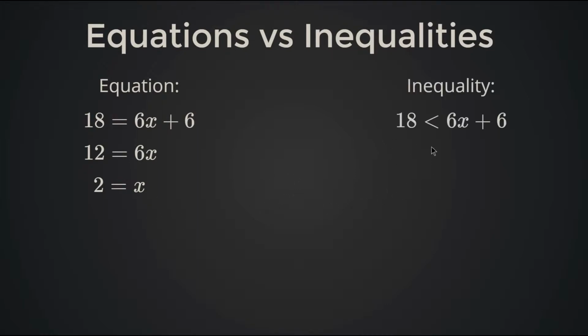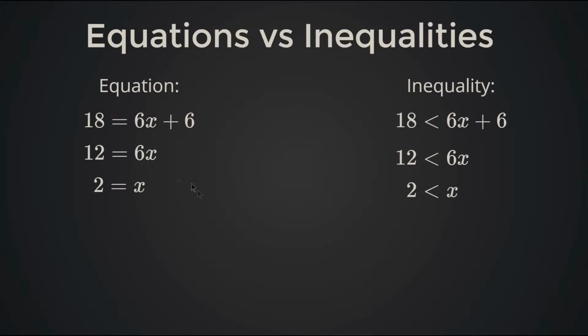But now relating this to an inequality, let's have the same exact numbers, but now instead of the equal sign, replace it with a less than sign. This inequality simply states that 18 is less than the linear 6x plus 6. Solving this inequality should be very similar to an equation, much like we did over here. You isolate for x by subtracting 6 from both sides, and divide both sides by 6 to isolate x.